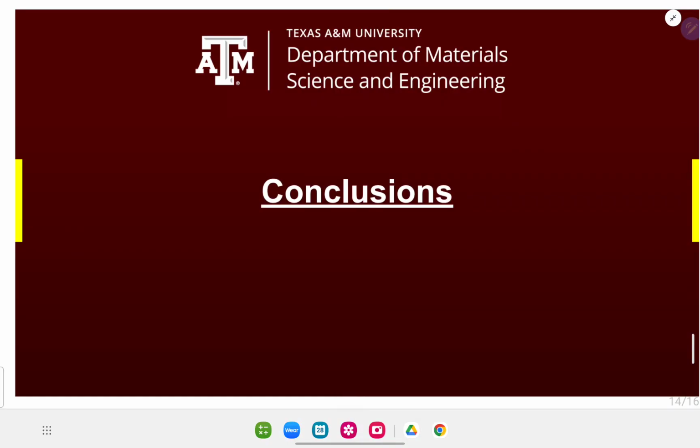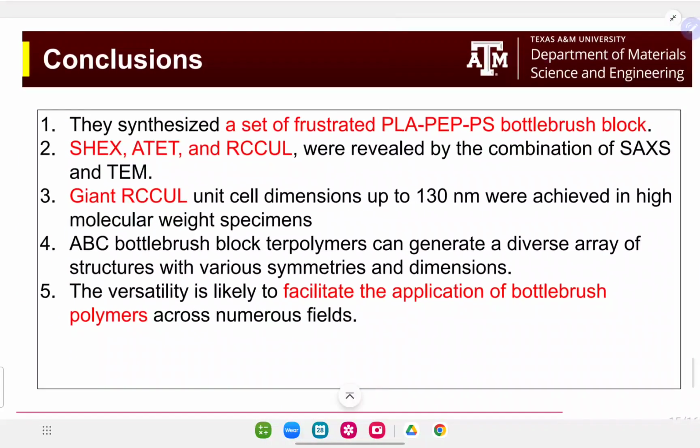Okay, finally, let's talk about the conclusion of the study. In these studies, the authors synthesized a series of frustrated PLA-PEP-PS bottlebrush block terpolymers with varying compositions and molecular weights using ring opening metathesis polymerization. Morphological characterization by SAXS and TEM revealed several mesoscopic structures, including core shell hexagonally packed cylinders, CSHEX, alternating tetragonally packed cylinders, ATET, and a newly discovered phase, rectangular centered cylinders in undulating lamella, RCCUL.